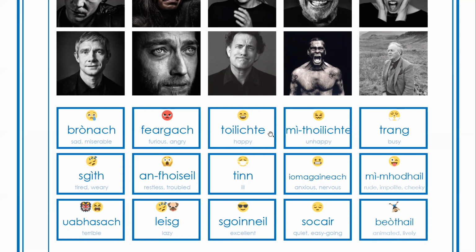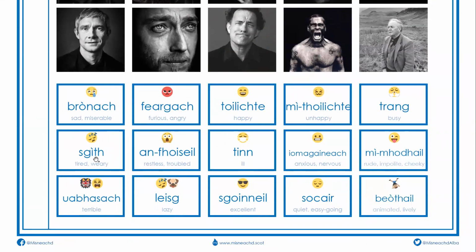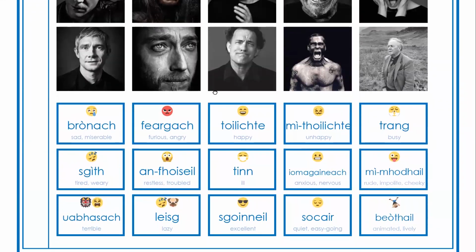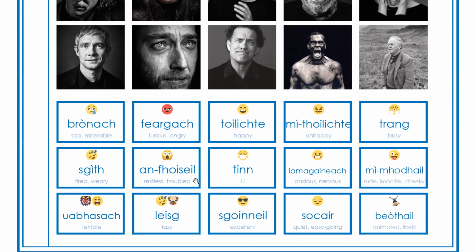Tolletje, happy. Tolletje. And the opposite, míholletje. Probably hard to tell if anybody in these pictures is busy, but trang, busy, trang. Ski, tired or weary. Ski. Again, not an overly common adjective to be introduced to this early in a course, but for some of these pictures, I think this is a good descriptive word. Anoshel. I remember we saw in the introductory lesson that FH is silent. So an-oshel, anoshel, restless or troubled.